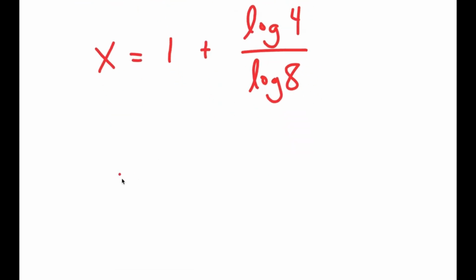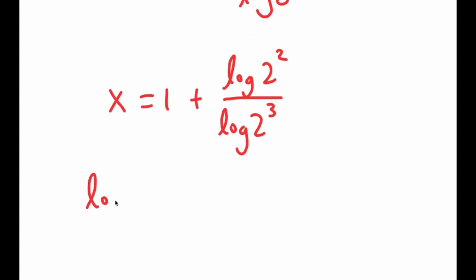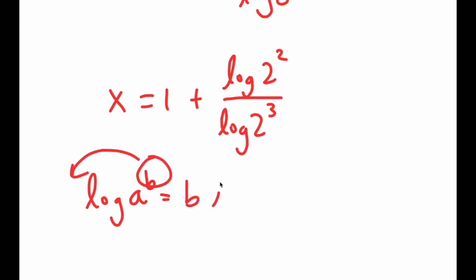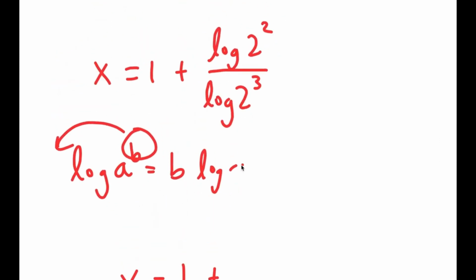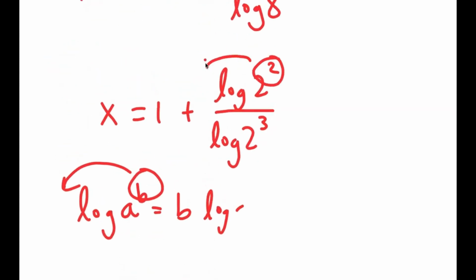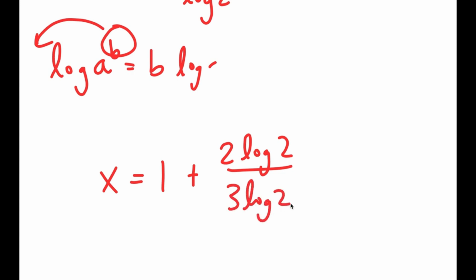Now, log of 4 is the same thing as log of 2 squared. And log of 8 is the same thing as log of 2 to the power of 3. So now if I have something in the form log of a to the power of b, again, I can move b to the front, so it's b times log a. So that's exactly what I'm going to do with both of these. So I get x is equal to 1 plus, I can move the 2 to the front, so 2 times log 2 over the same thing with 3, so 3 times log 2.